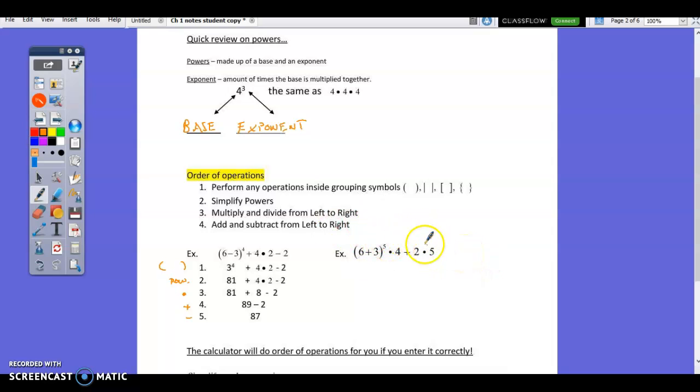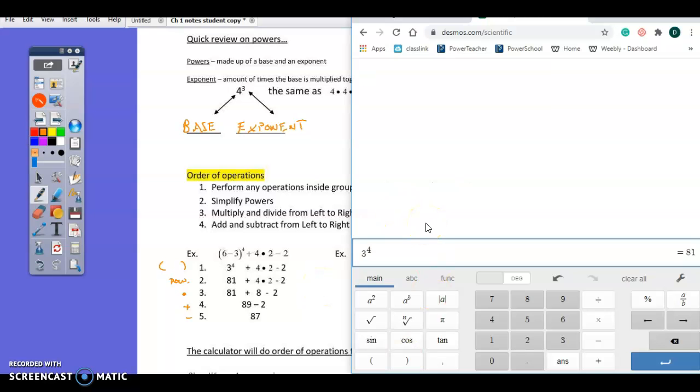Okay, so if we're going to start, we have to look for any type of grouping symbols, and there's one right here, 6 plus 3, which would be 9. So I put down the 9, and I bring down everything else in this problem. This would be to the 5th power times 4 plus 2 times 5. Now since the grouping symbols are gone, I'm going to simplify powers. So I'm going to do 9 to the 5th power. So let's see what that is. So 9 to the 5th power gives us 59,049.